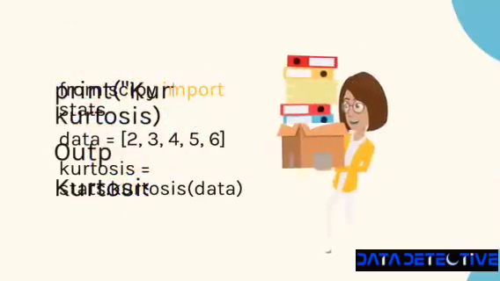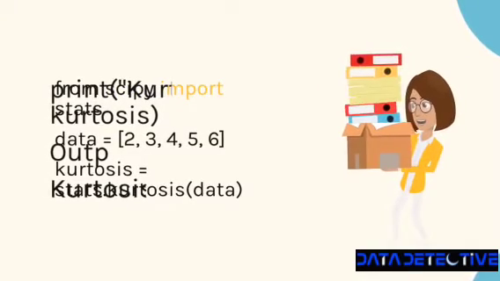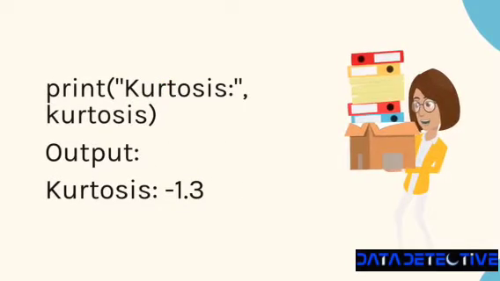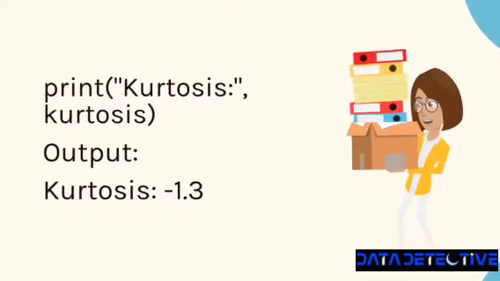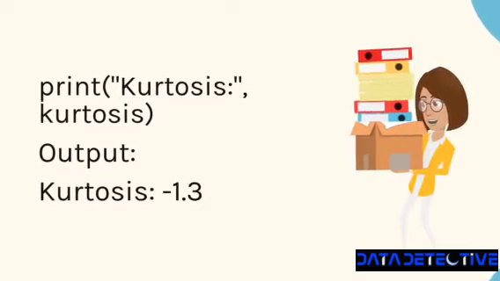From scipy import stats. data = [2, 3, 4, 5, 6]. kurtosis = stats.kurtosis(data). print("Kurtosis:", kurtosis). Output: Kurtosis -1.3.